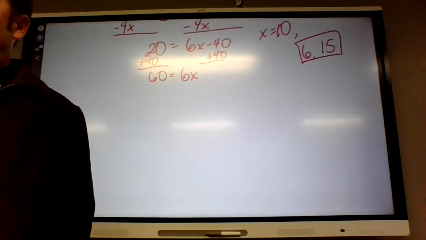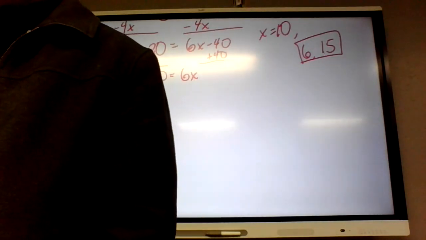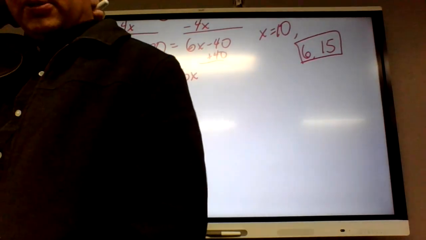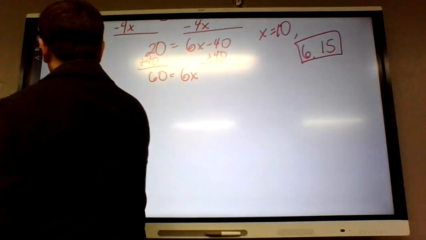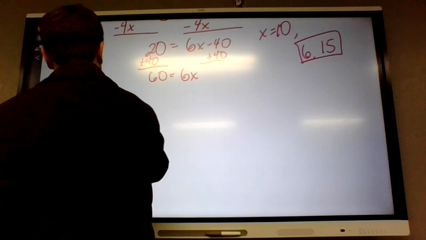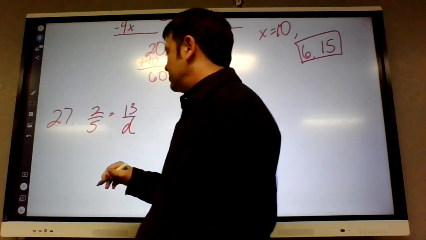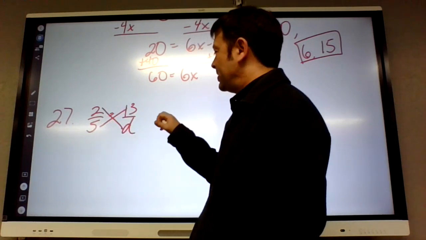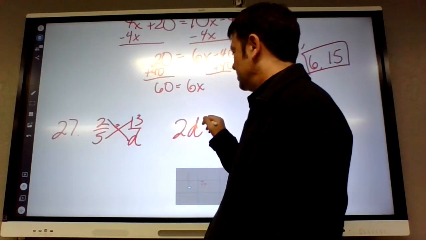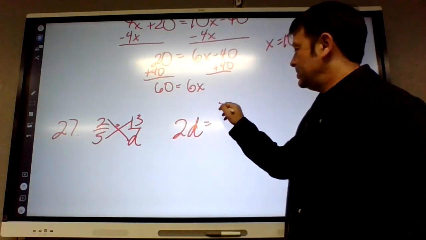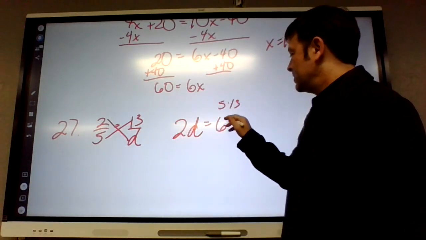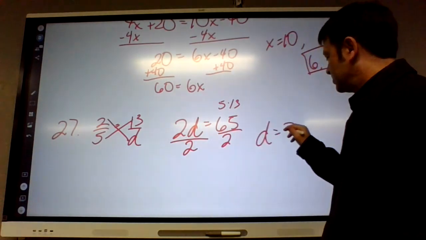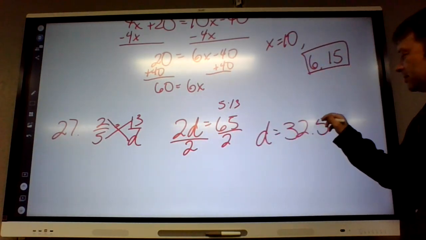Okay, 27 says find D if A is 2, B is 5, C is 13. So we can just do A over B equals C over D, right? So 2 over 5 equals 13 over D. Should work. So do you approve of that, Emily? So we cross multiply: 2D equals 5 times 13, which is 65. 65 divided by 2 is 32.5.